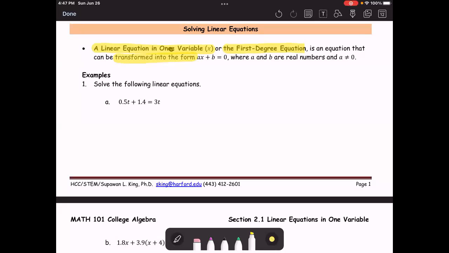For these examples, we are going to solve the following linear equations. In part A, we have the equation 0.5t plus 1.4 equals 3t. Our variable in this problem is the letter t. To solve it, we're going to transform it into the form ax plus b equals 0, but this time we don't have x, we have the t. So basically, we're going to collect the terms containing the variable t by subtracting 3t both sides.